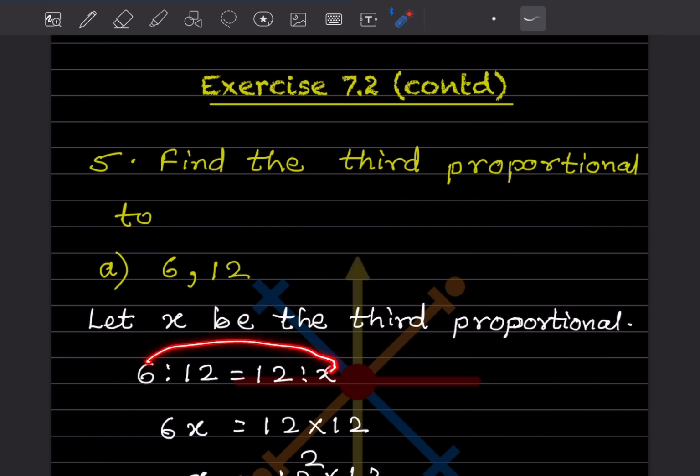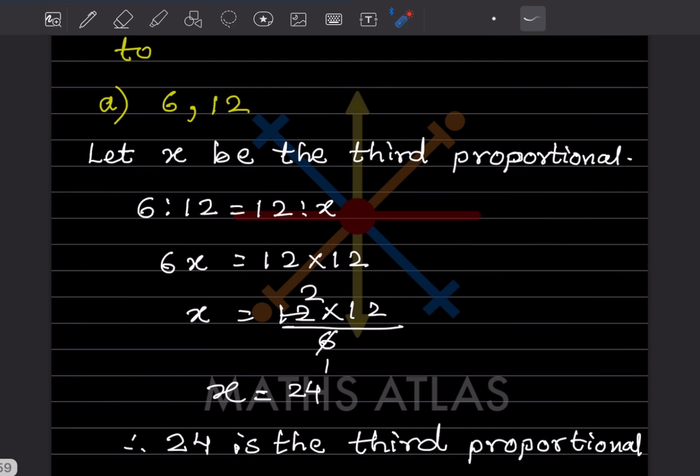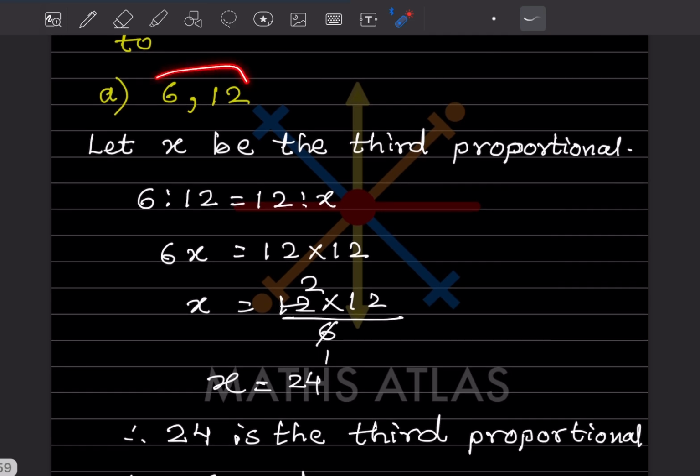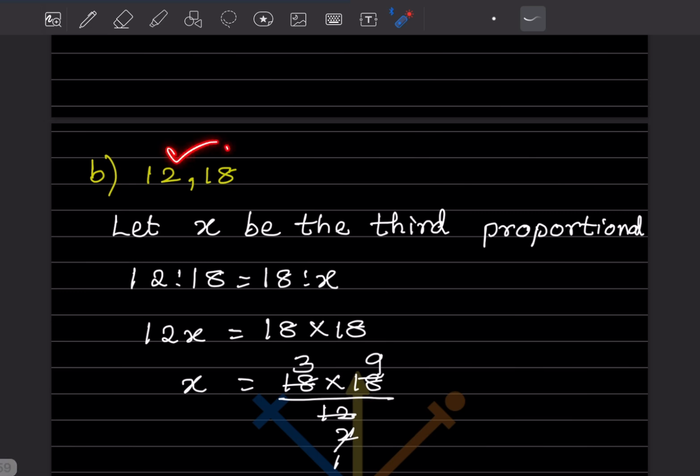So product means this 6x is going to be 12 into 12. So X is going to be 12 into 12 divided by 6. 6 ones are 6, 6 twos are 12, so that is going to be 24. So 24 is the third proportional to 6 and 12. This is the answer. Now we have 12 and 18.